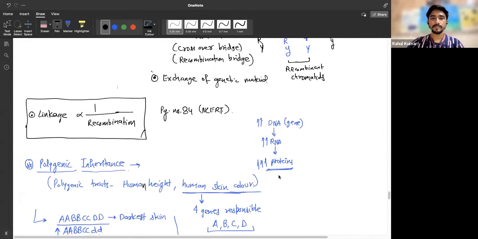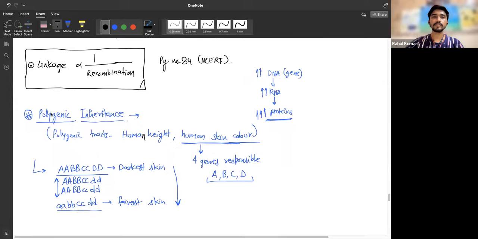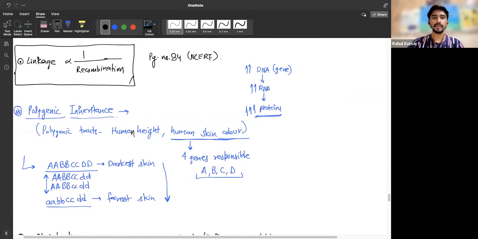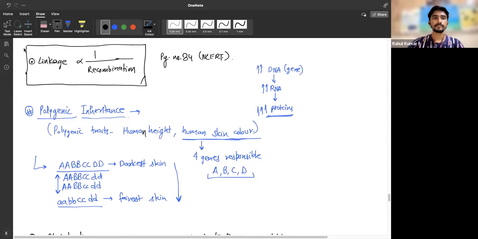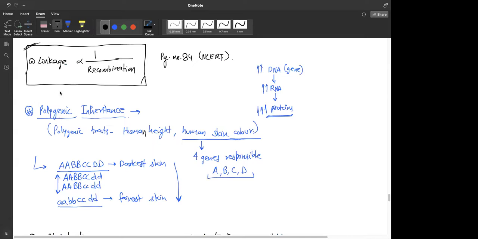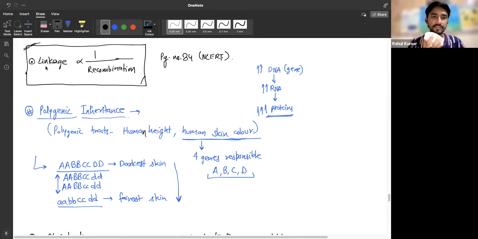Yes, continue. Let's talk about this formula. What is the relationship between linkage and recombination? Yeah, linkage is inversely proportional to recombination. So the closer the genes are, the less chance recombination has to happen. Yes, perfect. Now, what is polygenic inheritance?